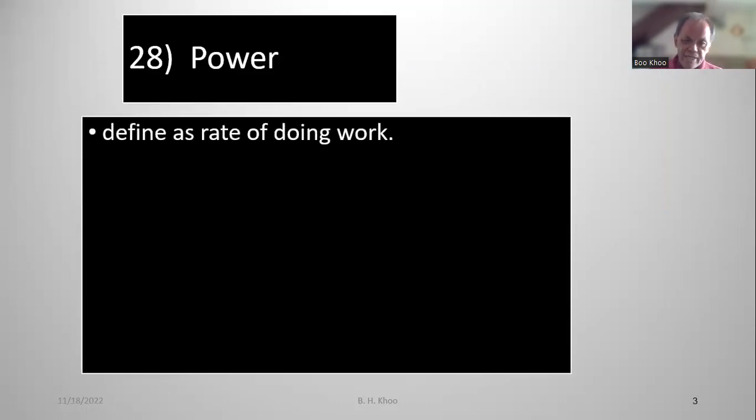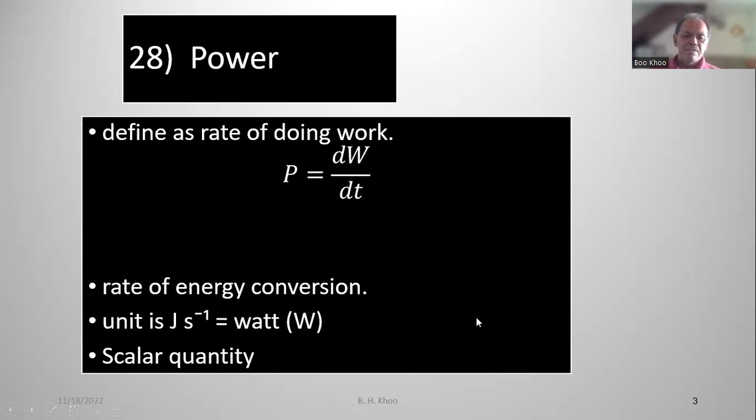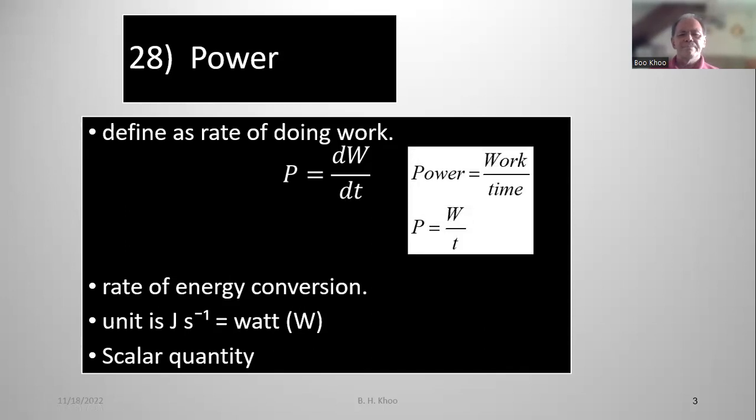Power is defined as the rate of doing work. Right? Differential equation dW/dt. Or it can be the rate of energy conversion. The unit: this one is joule, this is second, joule per second or watts. It is a scalar quantity. If it's a constant work, constant force, then we use work divided by time. Right? Joule per second.